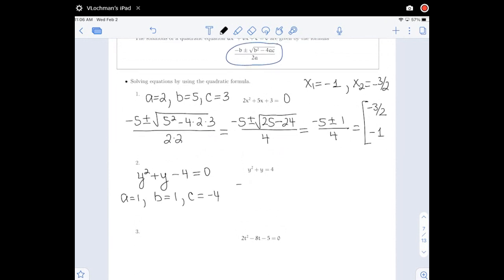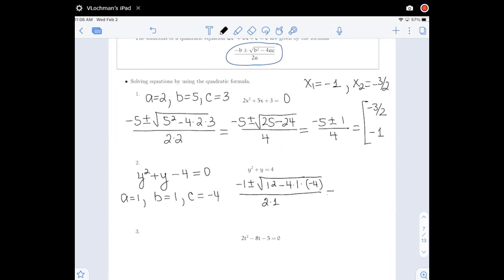That's going to be negative 1 plus or minus the root. Let's see what we get here. 1 squared minus 4 times 1 times negative 4. So whenever we deal with negatives, we just need to be a little bit careful here. This becomes 2 times 1 on the bottom, right? Okay.